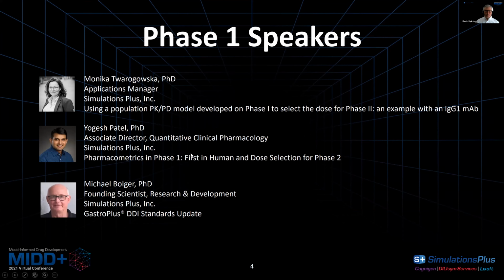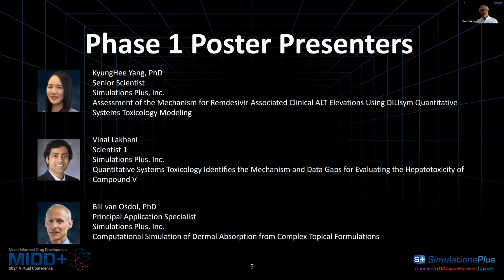She'll be followed by Cognigen's Yogesh Patel, Associate Director of Quantitative Clinical Pharmacology, and he'll be giving an overview of pharmacometrics in phase 1, so first in human and dose selection for phase 2. So Monika will be talking about a specific monoclonal antibody example, and Yogesh will be giving a bit of an overview. And then from our Lancaster division, we'll be having Mike Bolzer, who's one of the founders of Simulations Plus, and he'll be talking about GastroPlus and its DDI standards updates. So these are the 3 speakers that we'll be having, and then those will be followed by a series of posters, which are shorter presentations.